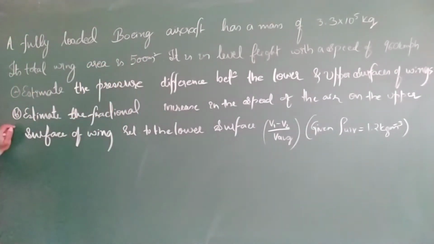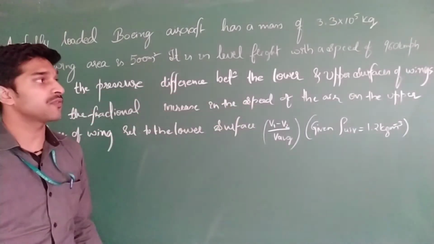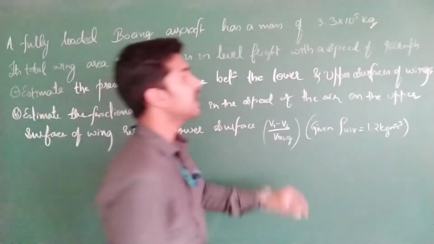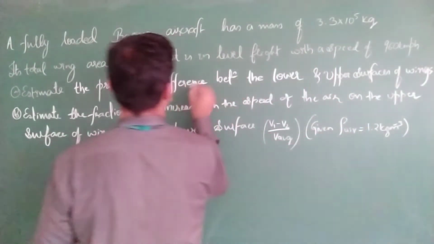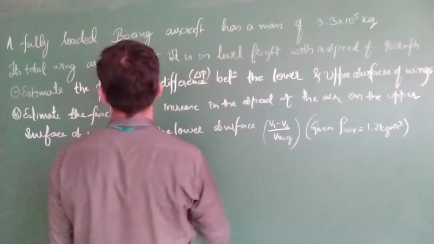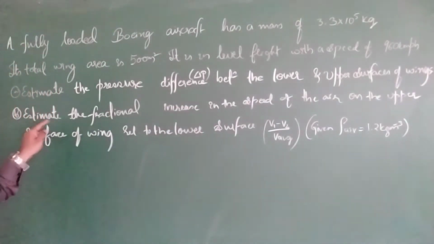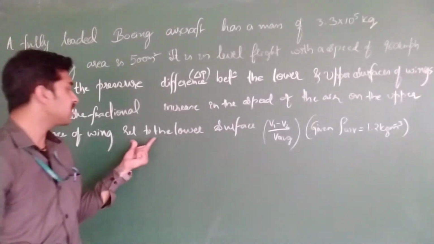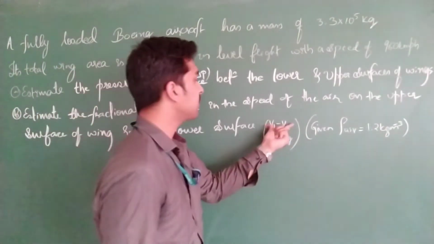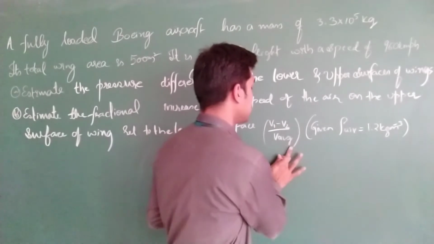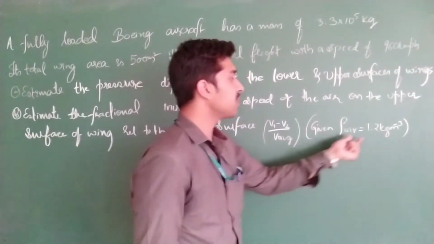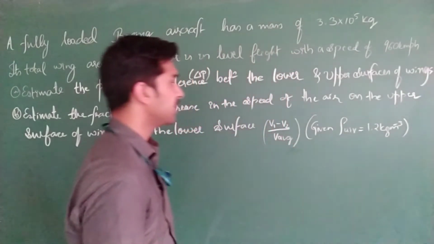Two things they are asking us. One is to estimate the pressure difference between the lower and the upper surfaces of the wings. That means delta P they are asking. And in the second point, estimate the fractional increase in the speed of the air on the upper surface of the wing relative to the lower surface, that is nothing but V1 minus V2 divided by V average. And given that the density of air is 1.2 kg per meter cube.